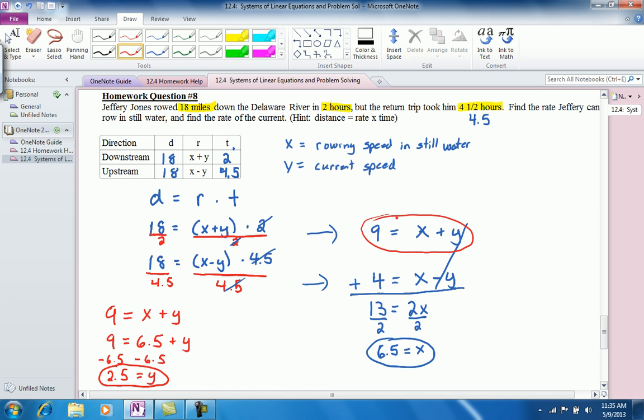So it appears that the rowing speed in still water, which is x, is 6.5, and the current speed is 2.5. If I look at my units, it's miles per hour, so it's 6.5 miles per hour in terms of Jeffrey's rowing speed, and it's 2.5 miles per hour in terms of the current speed. Okay, hope this helps.